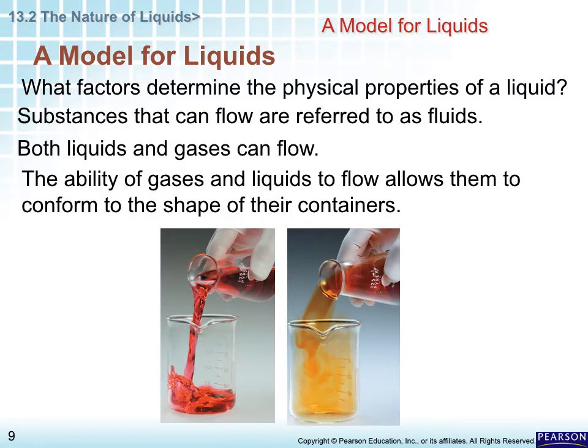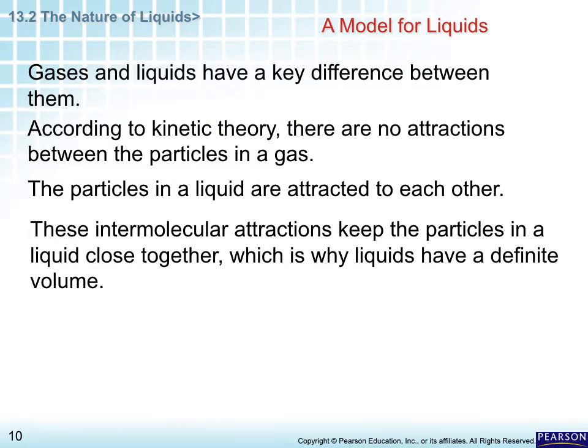Liquids. A model for liquids. What factors determine the physical properties of a liquid? Substances that can flow are referred to as fluids. Both liquids and gases can flow. The ability of gases and liquids to flow allows them to conform to the shape of their containers. On the bottom, you see some maroon-colored water, and you see some bromine vapor. Both of them can be poured, and they will conform to the shape of their containers.